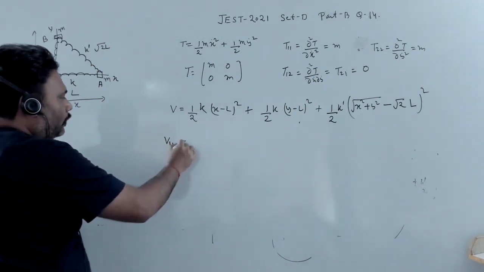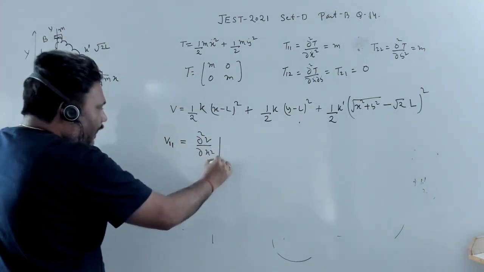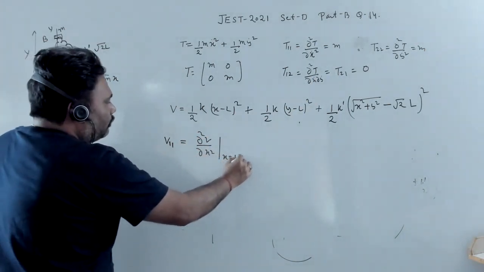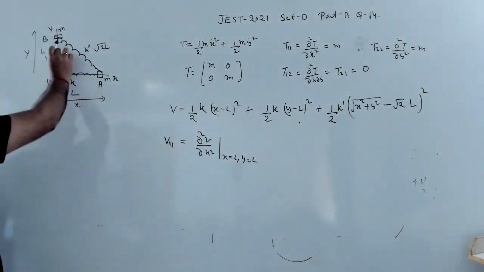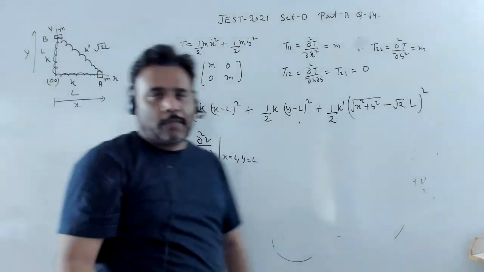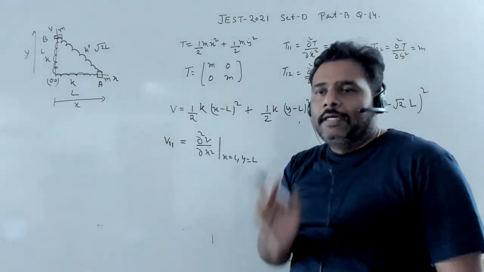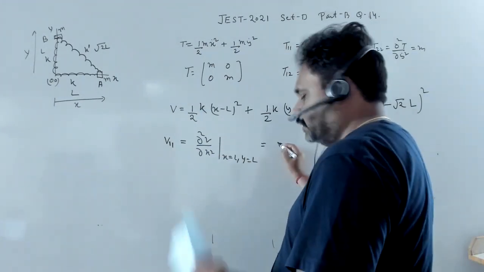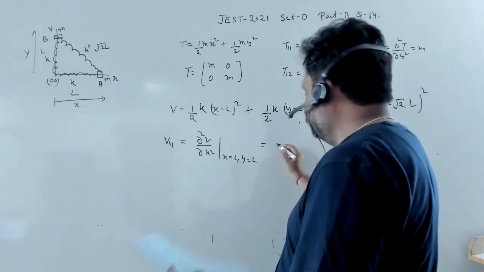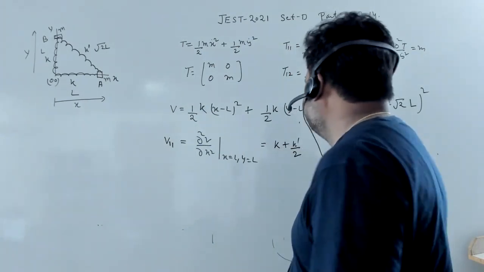So V11 is del square V upon del x square at the point x is equal to L and y is equal to L, because x is equal to L and y is equal to L is the equilibrium point in this problem. So this is one of the very fundamental things we have to understand. If we are going to calculate this value, I have calculated this myself. So that is k plus k dash by 2.